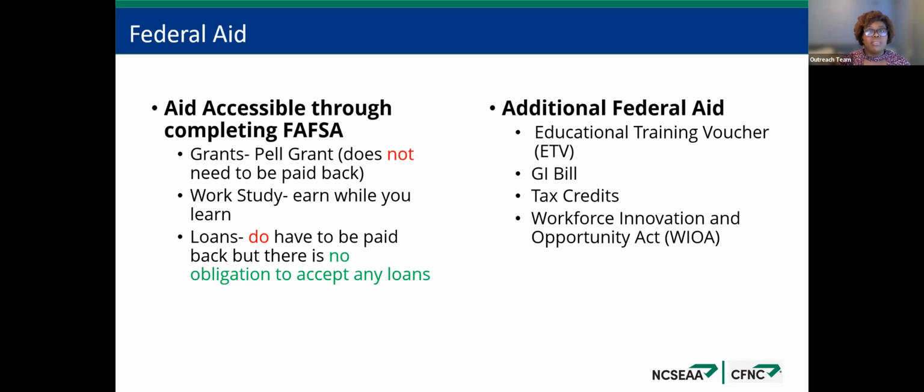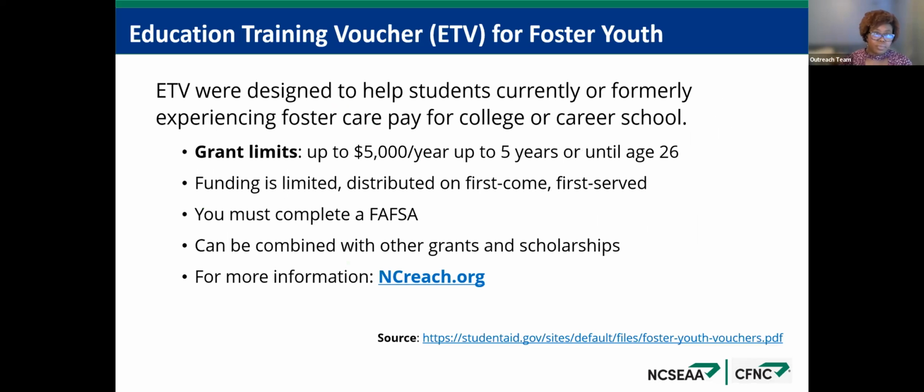There are a few other types of federal financial aid available, and they are not accessed necessarily through the FAFSA. So that's the Educational Training Voucher, the GI Bill, tax credits, and the Workforce Innovation and Opportunity Act. We won't talk about all of the details of these sources of aid today, but we will talk about two specifically, the Educational Training Voucher and the Workforce Innovation and Opportunity Act.